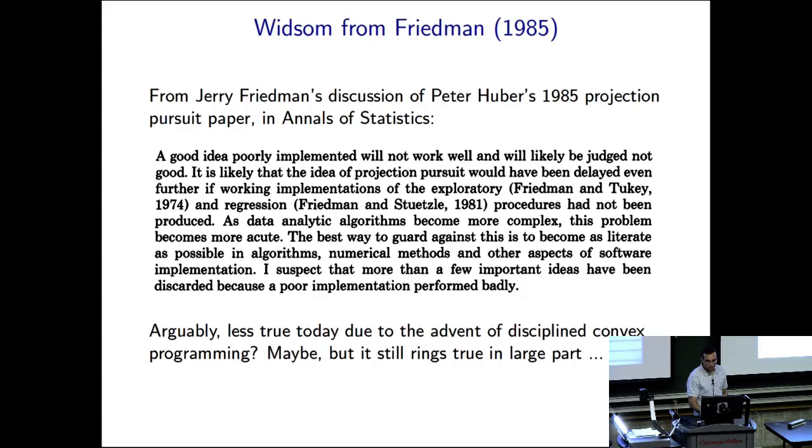And back in 1985, this guy named Peter Huber, who's also very famous, wrote a paper on projection pursuit that got published in the Annals of Statistics. By the way, how many people know what projection pursuit is? Can I see a show of hands? Ah, this is what happens when we change the name. This is a one-layer neural net, projection pursuit.